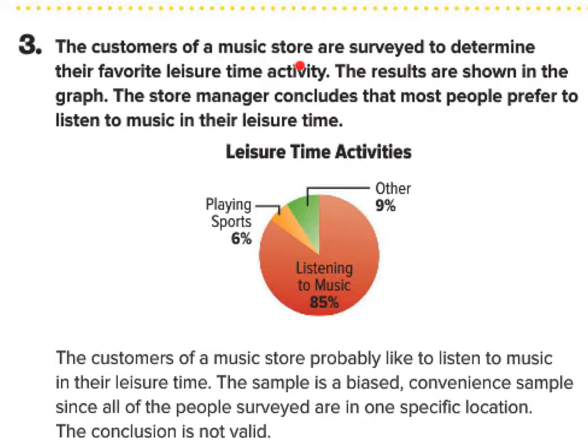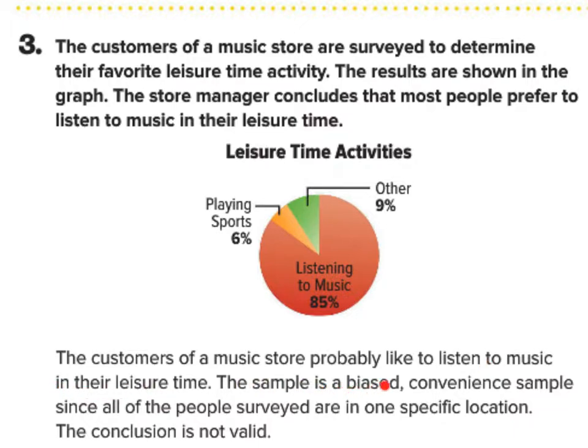The customers of a music store are surveyed to determine their favorite leisure time activity. The results are shown in the graph. The store manager concludes that most people prefer to listen to music in their leisure time. So the customers of a music store are surveyed to determine their favorite leisure time activity. Only the customers within that store. So we have 9% other. What is this? About 85% listening to music and playing sports, right? The customers of a music store probably like to listen to music. That's true. That's why they're in a store in their leisure time.